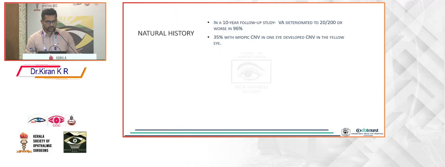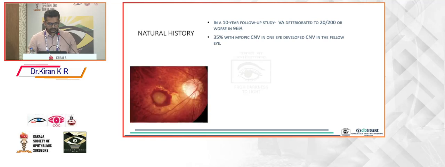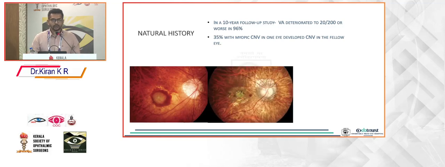And coming to the natural history, initially it presents as a subretinal heme without subretinal fluid. And then in the second stage, the heme resolves, fibrosis happens, and there will be some variable amount of pigmentation, which is called Fuchs spot.